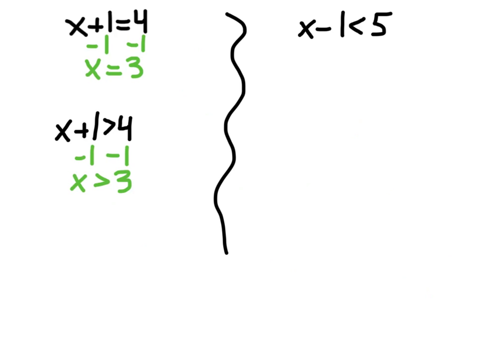But we could keep going, and we do the same inverse operation, and we see that x has to be less than 6 to make this true. That makes sense because if we do 6 minus 1, we get 5. So our number has to be slightly less than 6 if we want to subtract 1 and get something that's less than 5. Any number slightly less than 6, when we subtract 1, will give us a number that's less than 5.